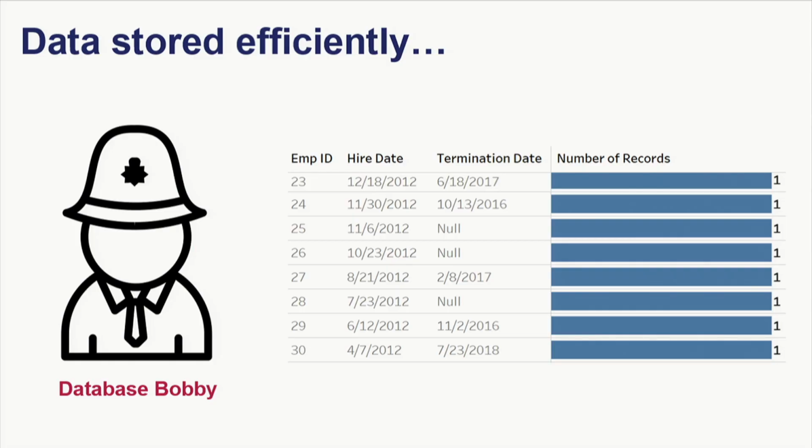So the way that this data is typically stored, in a real data set, you'll probably have demographic information as well in the HR department, but the basics of it are we have employee ID, so the ID of the employee at the organization, and then their hire date, so when they started at the company, and if they've left the company, then they have a termination date as well. If they're still at the company, then they just have a null. And so each employee, as you can see under the number of records, just has one record associated with their name, which is a really efficient way to store this from the database's perspective.